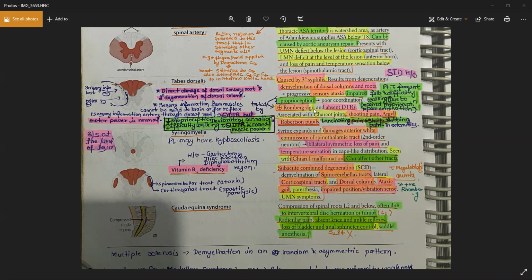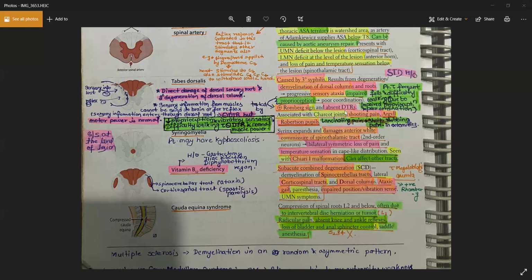Because you can sense where you are in only two ways: by the eyes, and second by feel from the hands, right? From the eyes, if they look, it will be absolutely normal, but as soon as you ask them to close the eyes, they cannot maintain the posture and they will fall. And this is the Romberg sign, and it is positive in tabes dorsalis because of the poor coordination, because of this loss of all the proprioception.